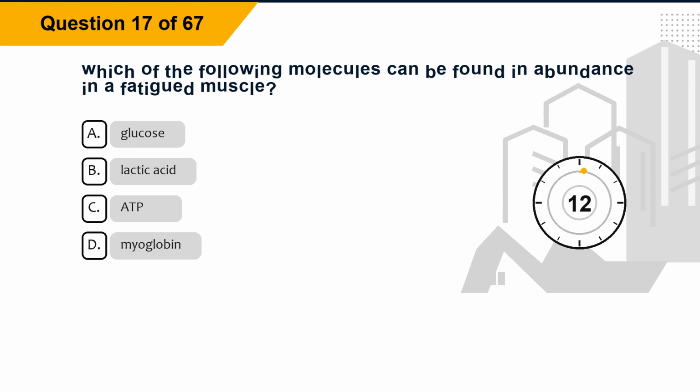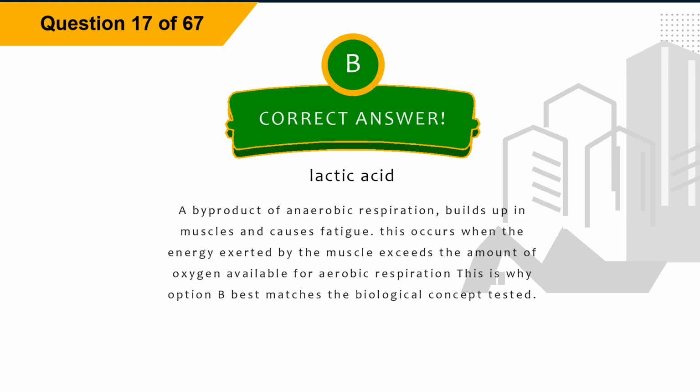Question 17. Which of the following molecules can be found in abundance in a fatigued muscle? Option A, glucose. Option B, lactic acid. Option C, ATP. Option D, myoglobin. The correct answer is option B, lactic acid. Explanation. Lactic acid, a byproduct of anaerobic respiration, builds up in muscles and causes fatigue. This occurs when the energy exerted by the muscle exceeds the amount of oxygen available for aerobic respiration. This is why option B best matches the biological concept tested.